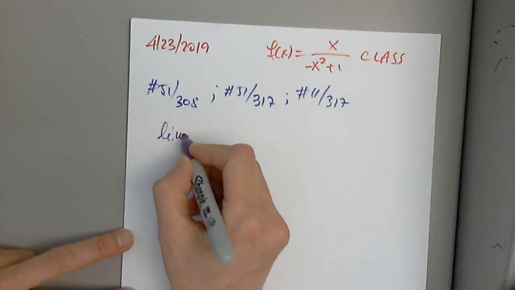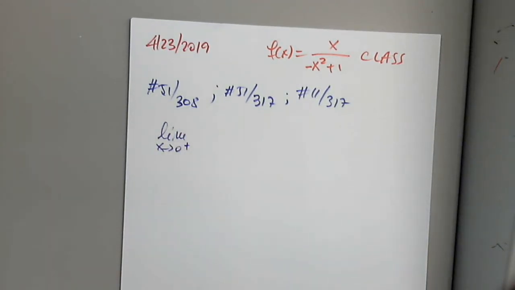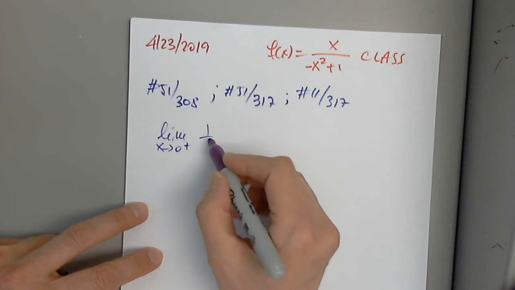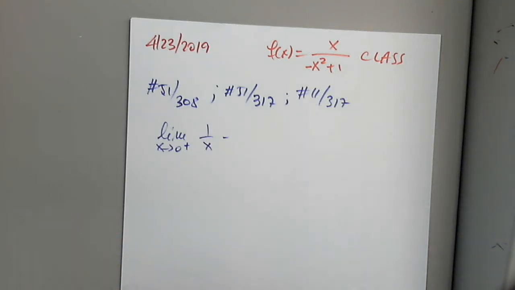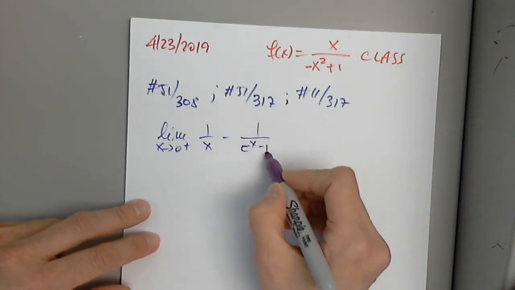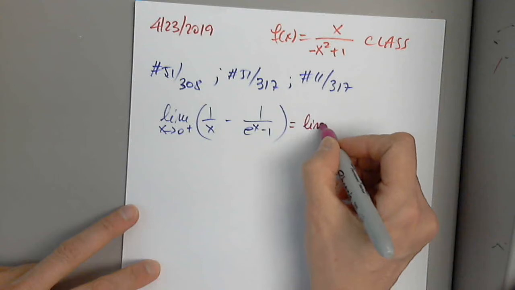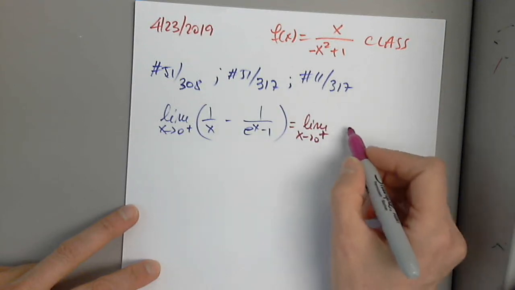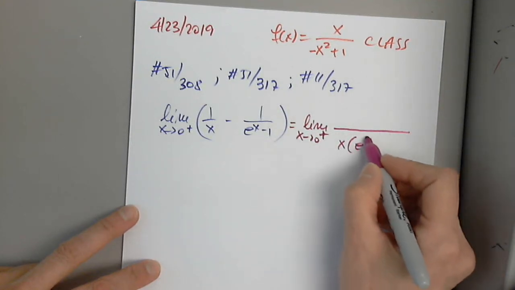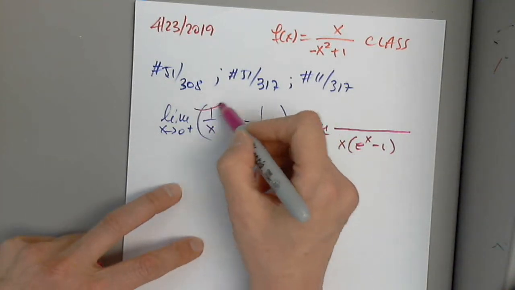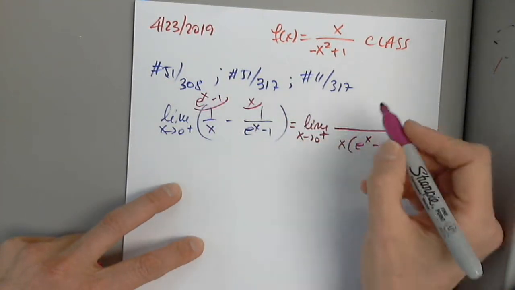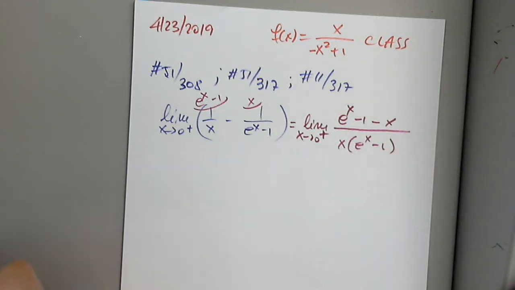So we have the limit as x approaches 0 from the right of 1 over x minus 1 over e to the x minus 1. Is this the problem? Yes. Okay, perfect. So I plug in. I can plug in because of what's happening here. So I have to find the least common denominator. So it's x e to the x minus 1, which means e to the x minus 1, which means x, e to the x minus 1 minus x.